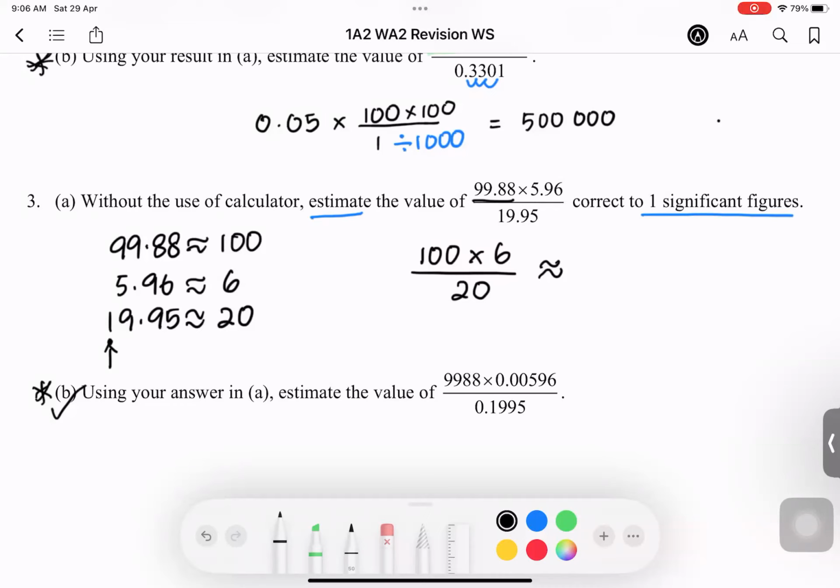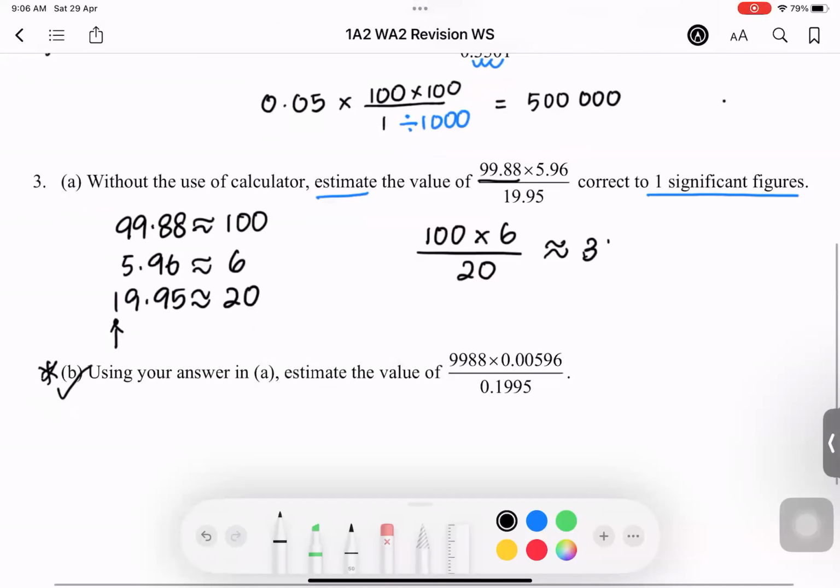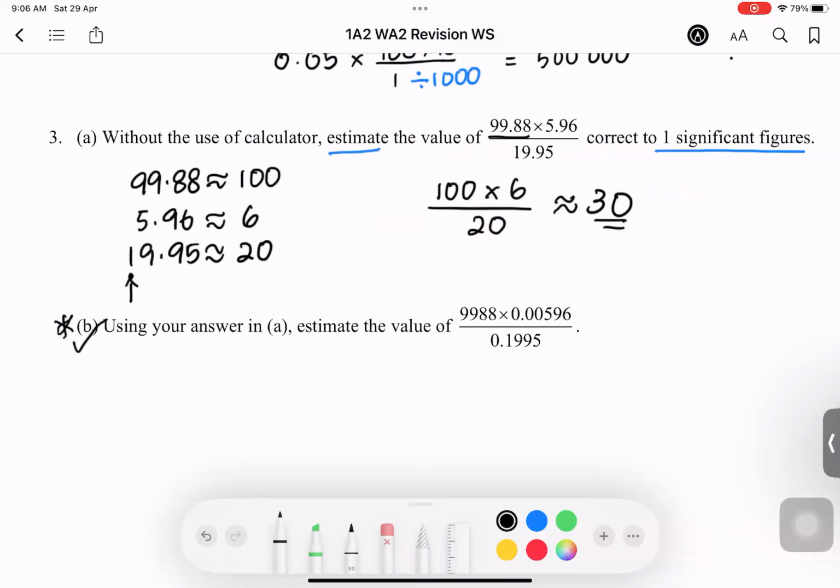All right, then this one we'll calculate using 100 times 6 over 20. That gives me the number 30. And this answer is also corrected to one significant figure, so this number is 30. All right, but there's a part B over here. Part B says, using your answer in A.